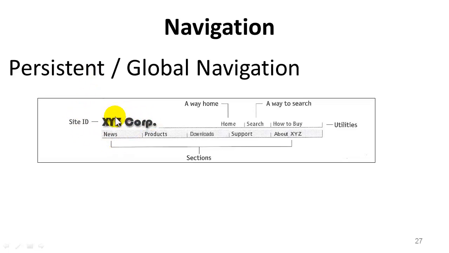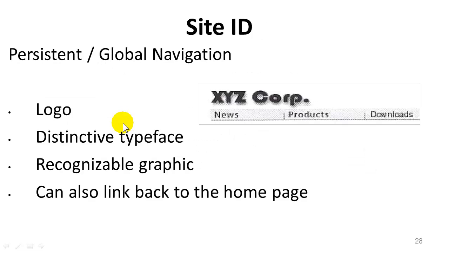In your global navigation scheme, which is generally persistent, or should be persistent from page to page, you generally have your site ID also. In many instances, that link will go back to the home page. So here we have the logo as the site ID with a distinct interface, typeface, recognizable, and generally links back to the home page.